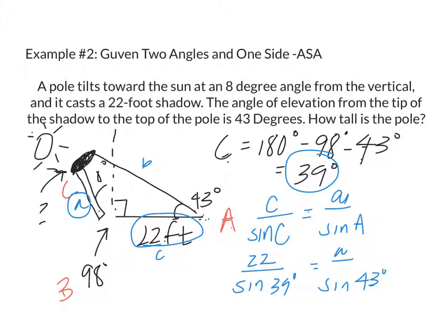Again, if we cross multiply, we'll do 22 times sine of 43, divided by sine of 39, and we will get that A is about 23.84 feet.